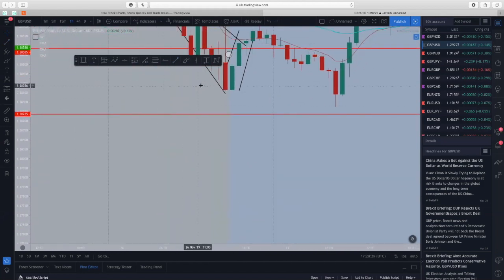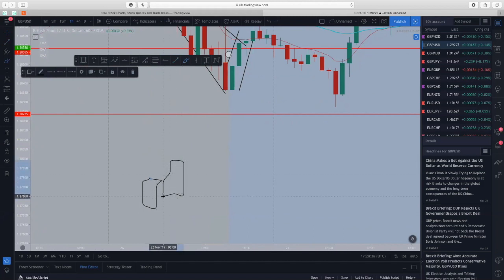So a three white soldiers is basically when you have three candles. So let's say three green candles, three bullish candles right next to each other, right? Indicating that price is about to reverse, okay? That's what we call three white soldiers. We'll just write that down.